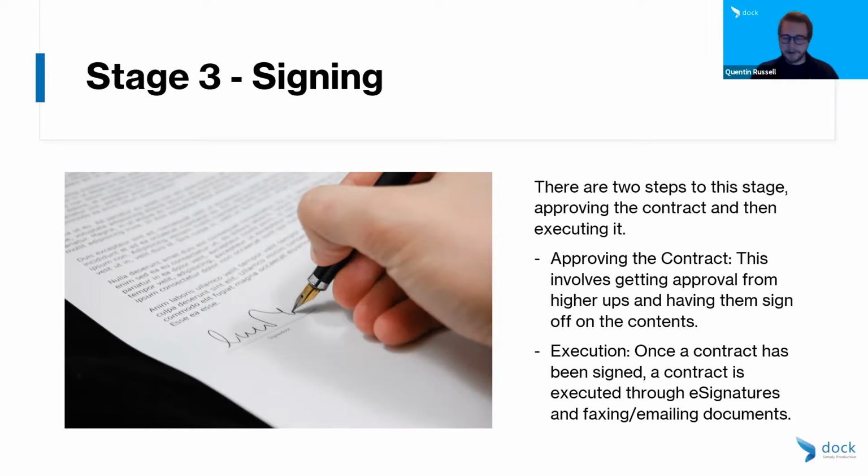So essentially getting a manager to sign off on it, getting the CIO, CEO, whoever else needs to sign off on it. And then from there, you would go to execution. So this is essentially getting everything signed, getting it sent out, and then beginning to actually implement the terms of the contract. This can also be a lengthy stage, especially because actually getting the people to sign off on it, getting it in front of them, making sure that they don't lose it can be a difficult process.